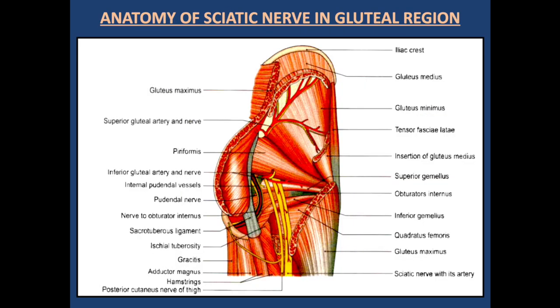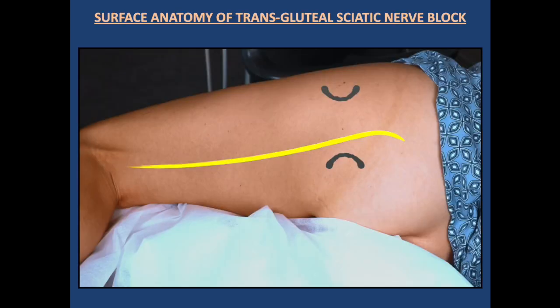This is the diagram showing the sciatic nerve in the thigh. We can see clearly it runs over 4 muscles, very clear in the picture. These are superior gemellus, obturator internus, inferior gemellus, and quadratus femoris muscle. This is a diagram showing surface anatomy of transgluteal sciatic nerve block. We can see the nerve runs in the mid of thigh from above downwards between 2 osseous landmarks, clearly palpable.